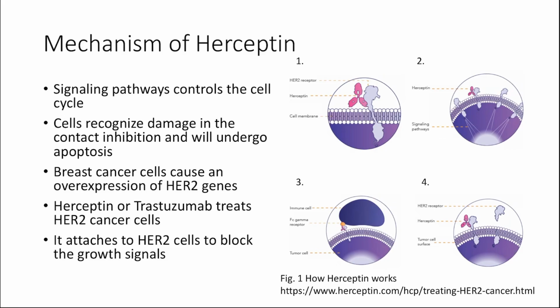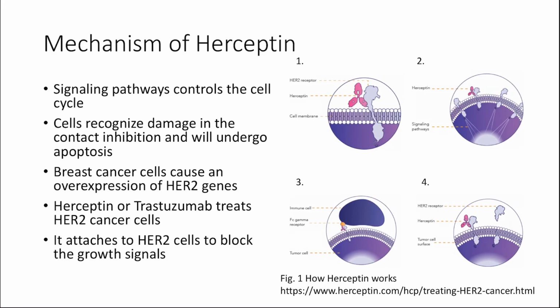Then you look at 3 and you see that the Herceptin flags the tumor cell for destruction by the body's immune system, known as antibody-dependent cellular cytotoxicity. This is an activation of natural killer cells that express the gamma receptor, which can be bound by the Herceptin.